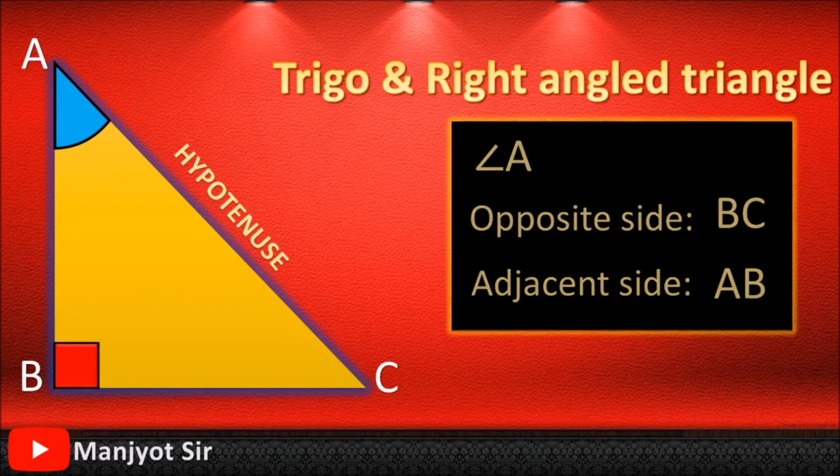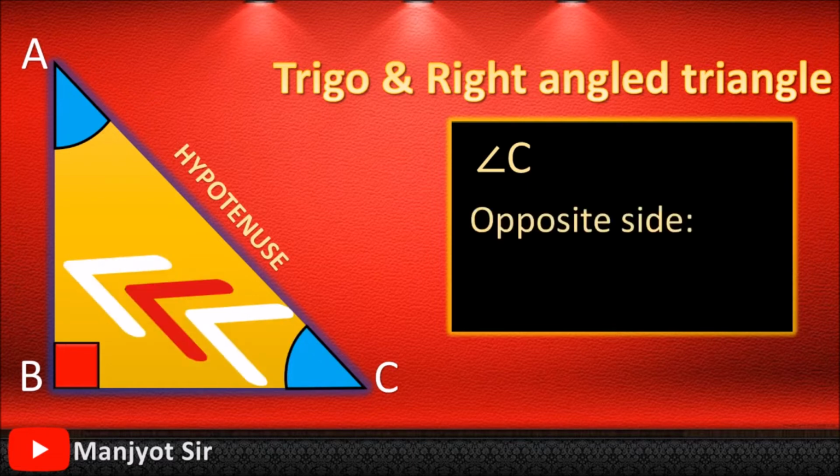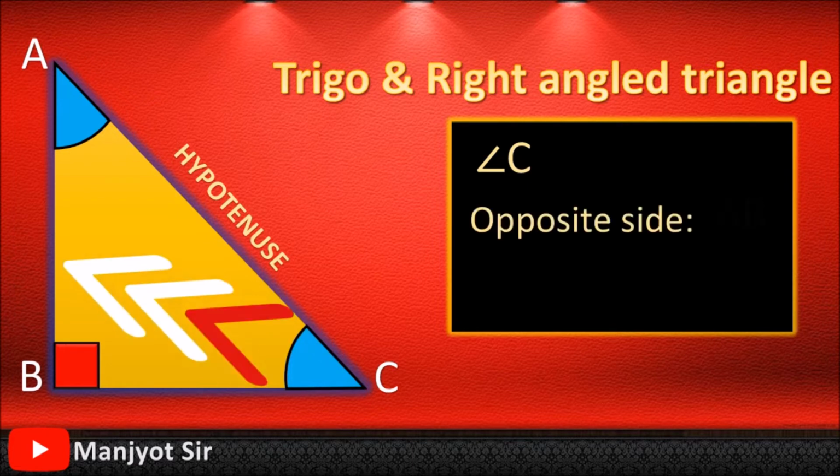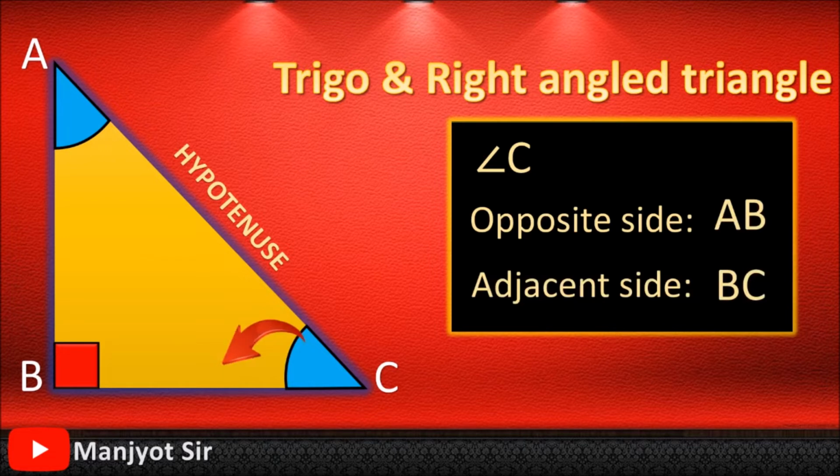Now if you observe angle C, similarly, for angle C, the opposite side will be AB, and the adjacent side for this same angle C will be BC. So we'll just note down this also. For angle C, opposite side is AB and adjacent side is BC. I hope that everyone is clear till here.